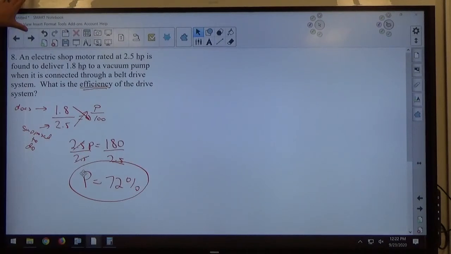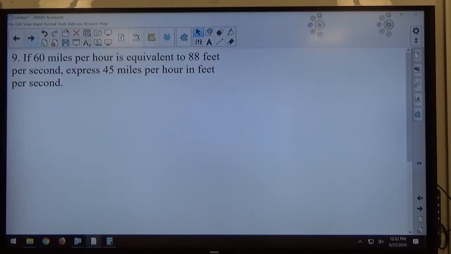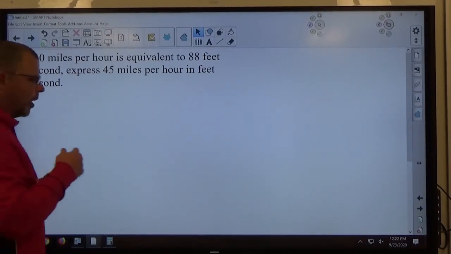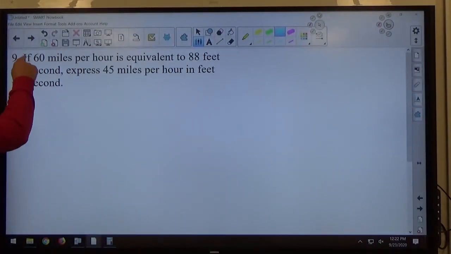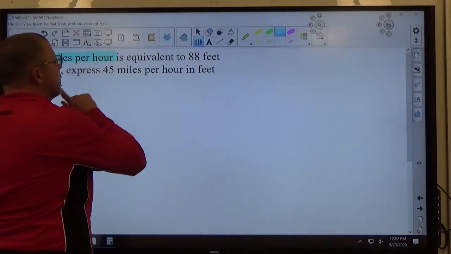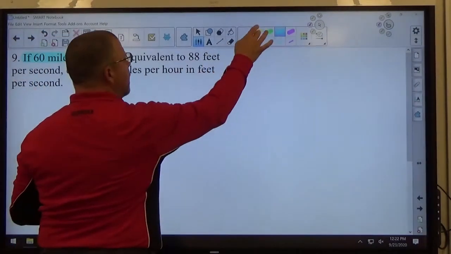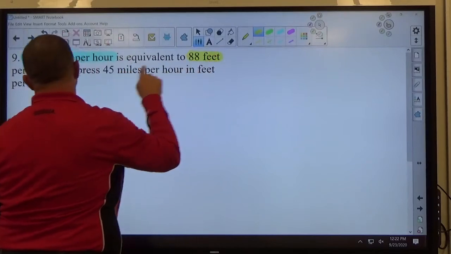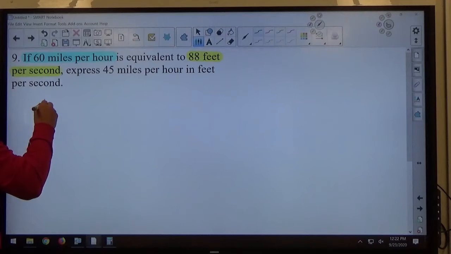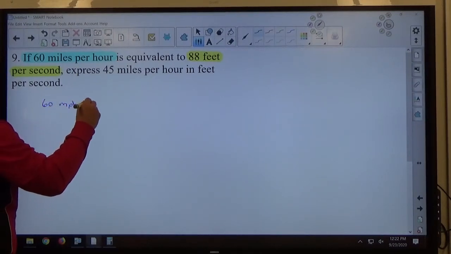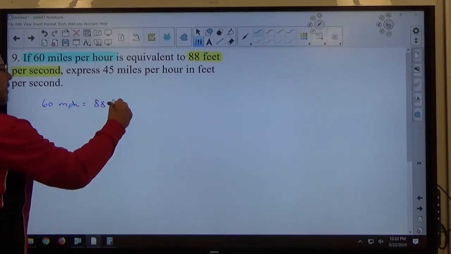All right. Number 9. If 60 miles per hour is equivalent to 88 feet per second. Now, this is a unit conversion problem that's a little bit tricky in the wording of it. It's a little bit trickier than you're used to. But what I want you to see about this problem is the equivalency they're telling us. It's saying that 60 miles per hour, this unit of speed, is the same as 88 feet per second, that unit of speed. So if I was to write that down, it looks like this: 60 miles per hour equals 88 feet per second.